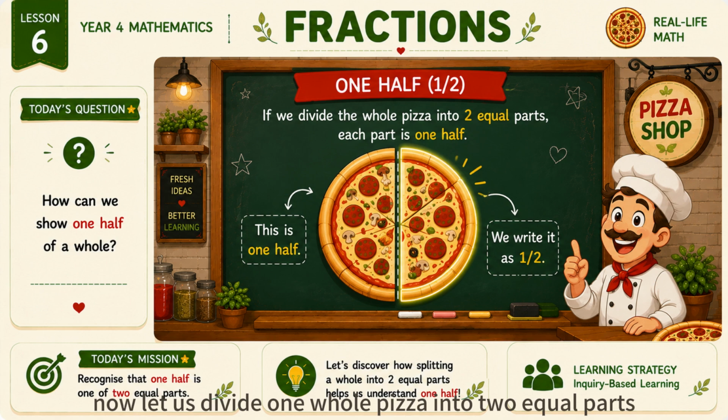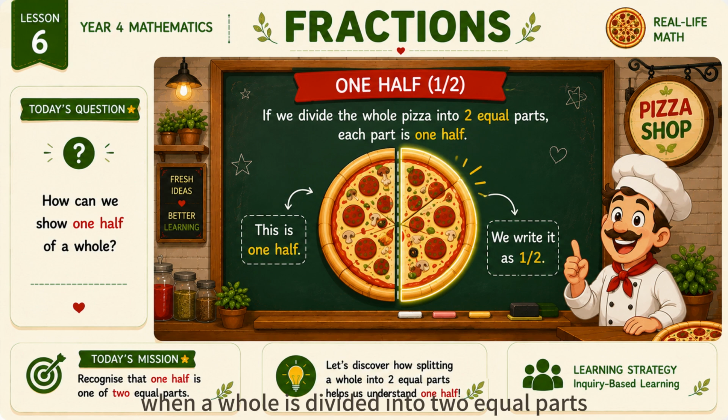Now let us divide one whole pizza into 2 equal parts. When a whole is divided into 2 equal parts, each part is 1/2. We write 1/2 as 1/2. The bottom number tells us how many equal parts the whole is divided into. Here, the pizza is divided into 2 equal parts. The top number tells us how many parts we have. Here, we are looking at one part.